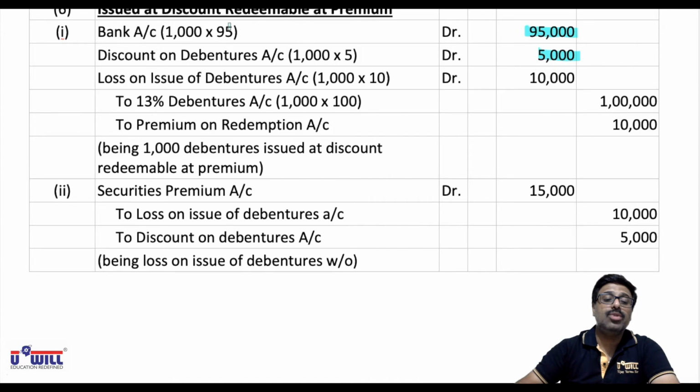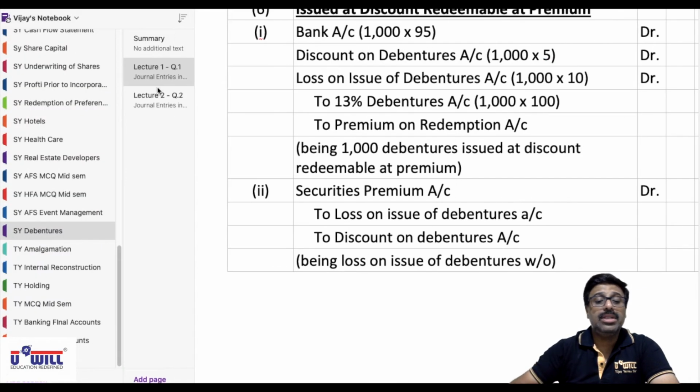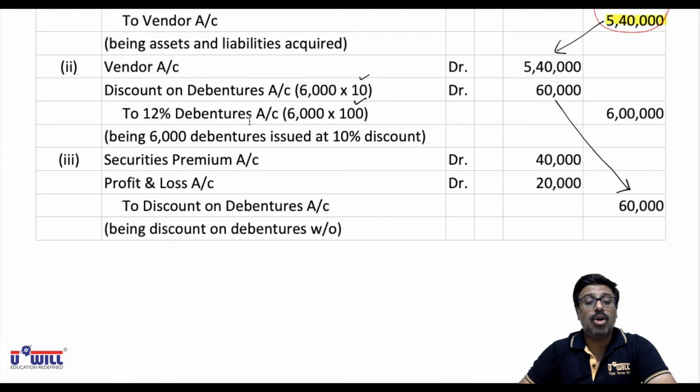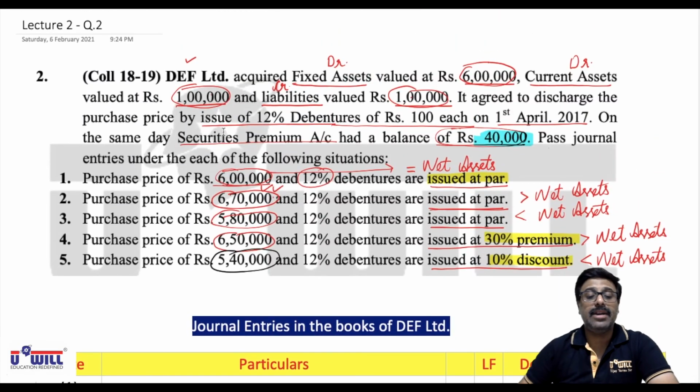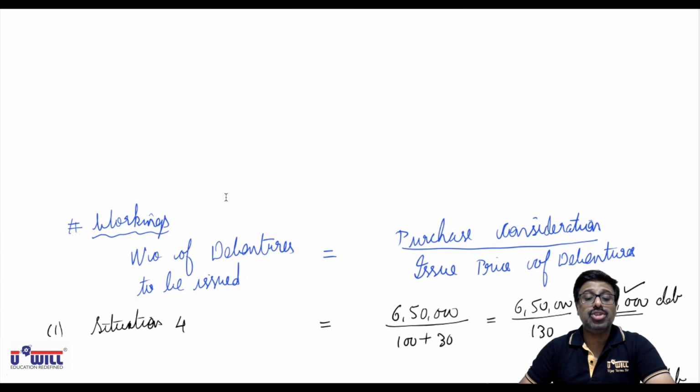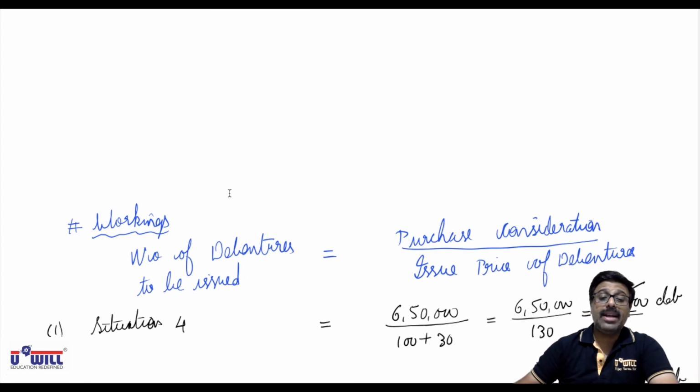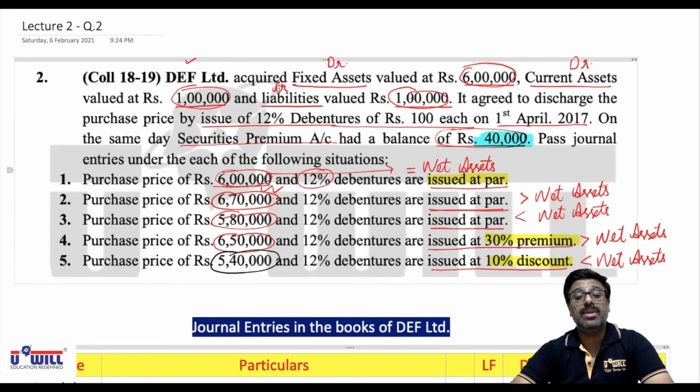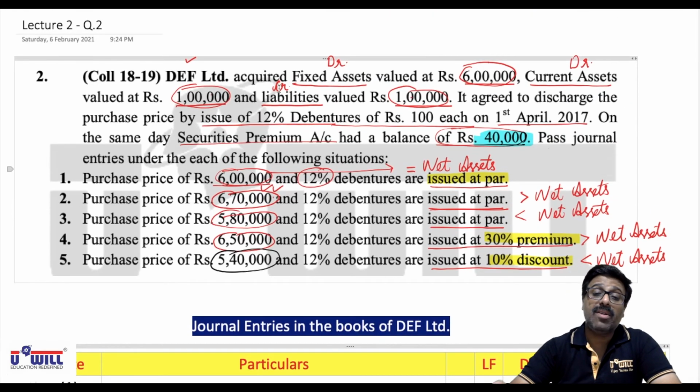Okay. So this situation is completely done. All the 6 situations are covered, and workings are exclusively required when debentures are either issued at premium or at discount. Now we take up the next concept of issue of debentures, redemption of debentures, next topic.